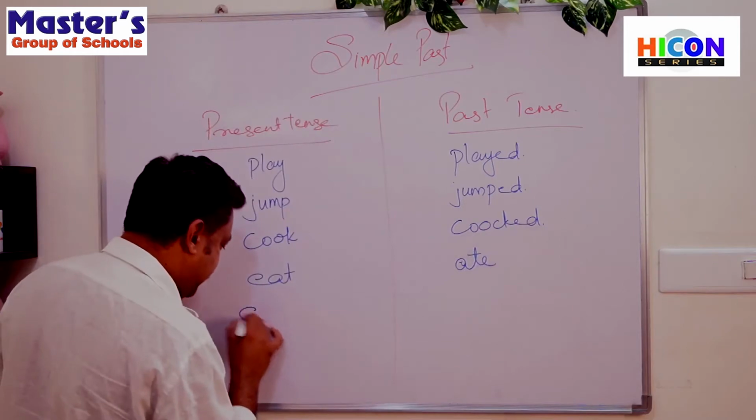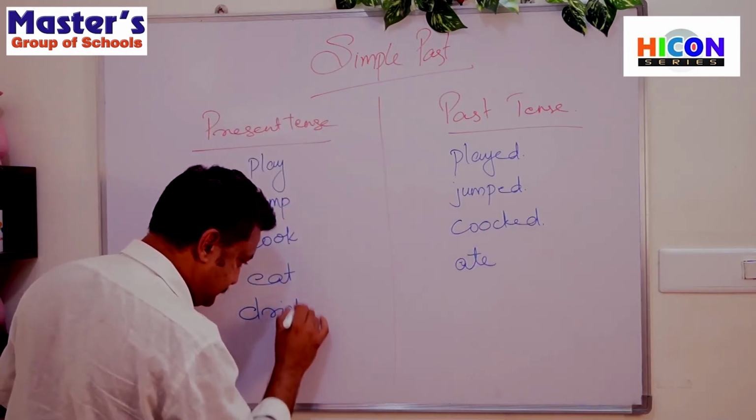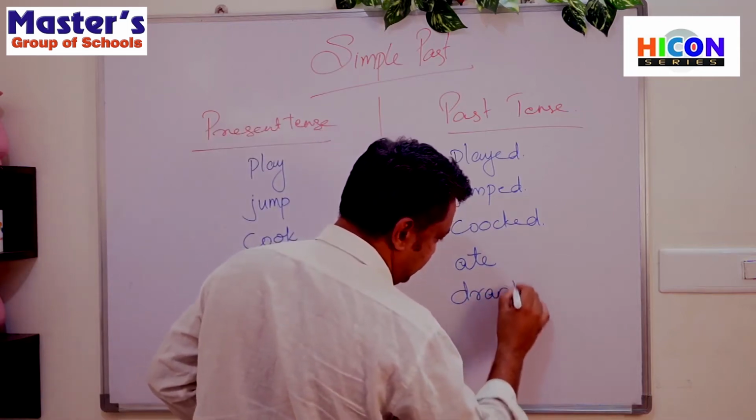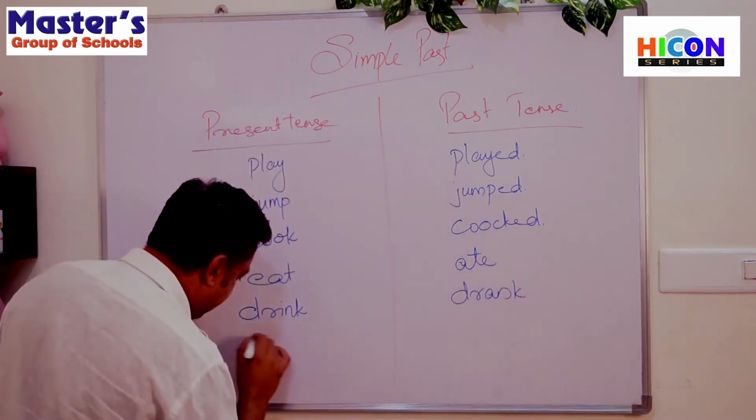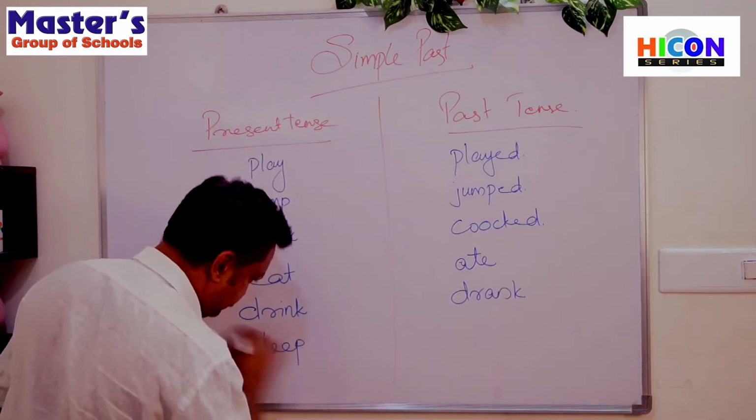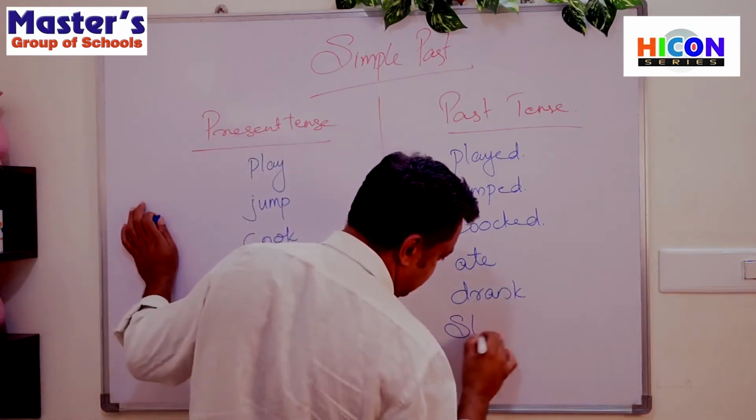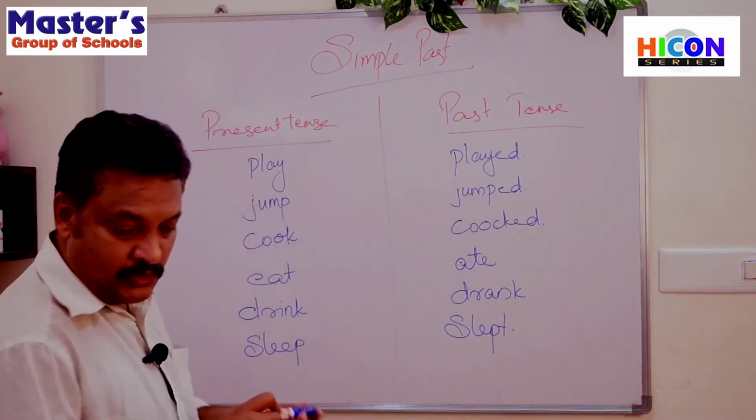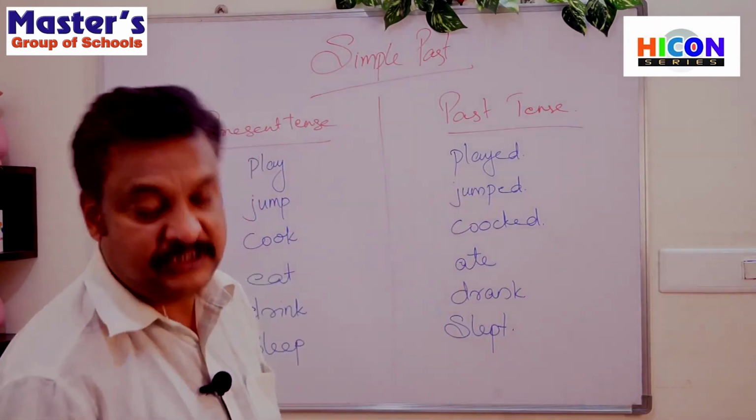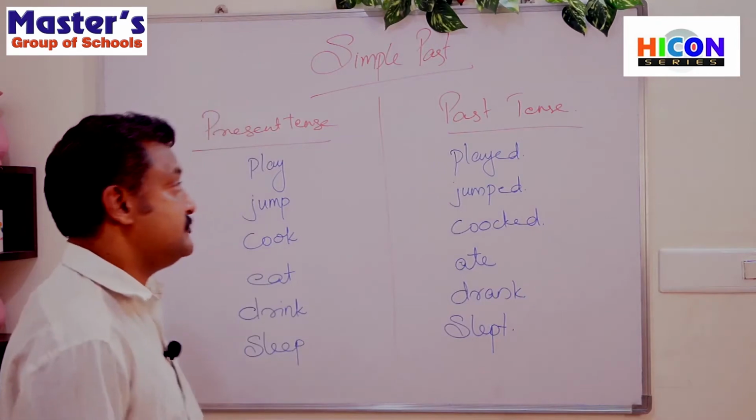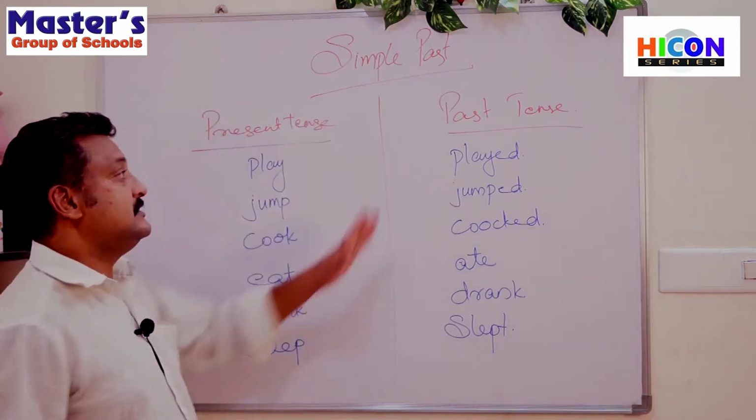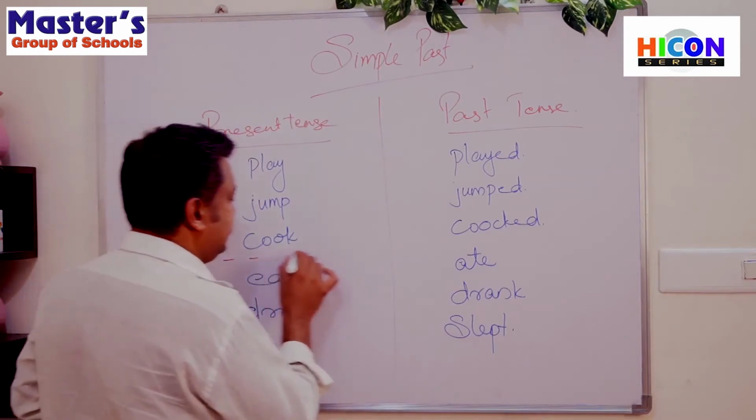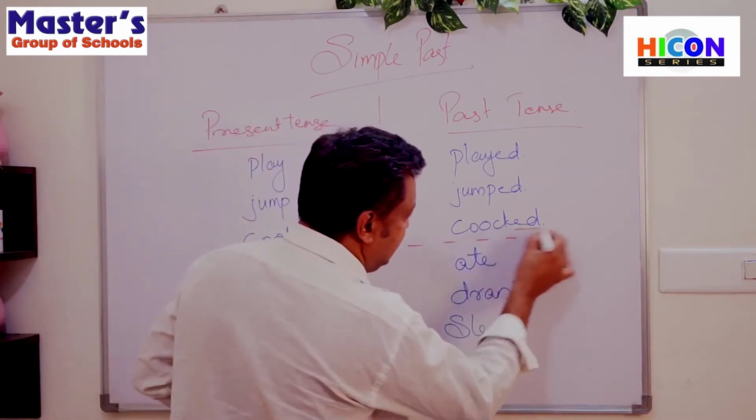We say drink. Here it is drank. We say sleep. Here it is slept. Okay, so verbs have these kinds of multiple, different forms. One is the present tense, second is the past tense. Many of the verbs add ed.